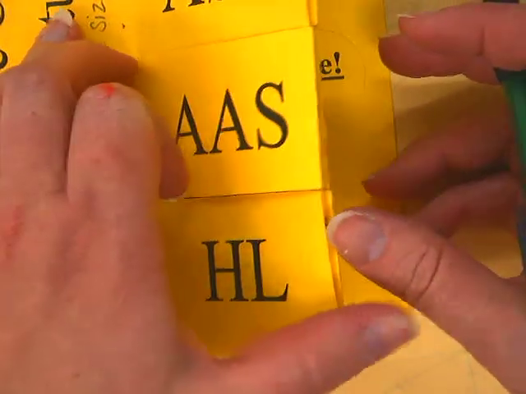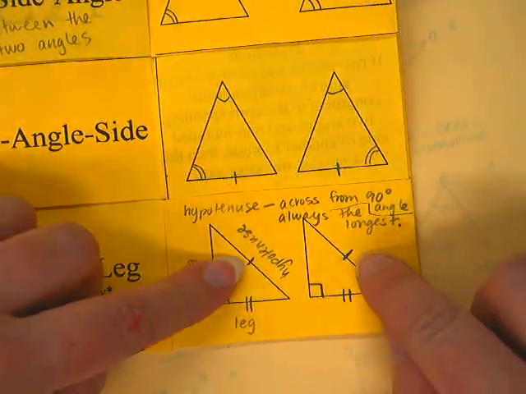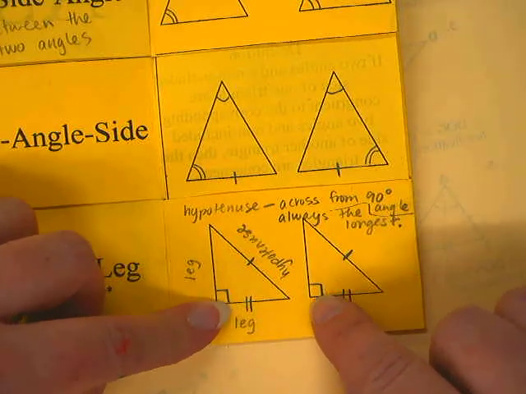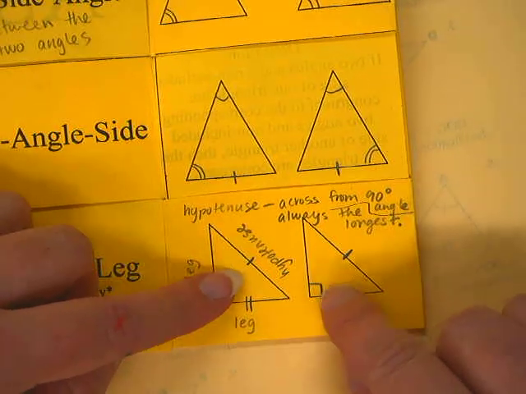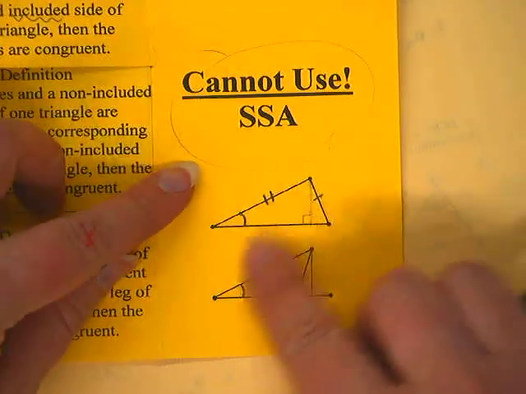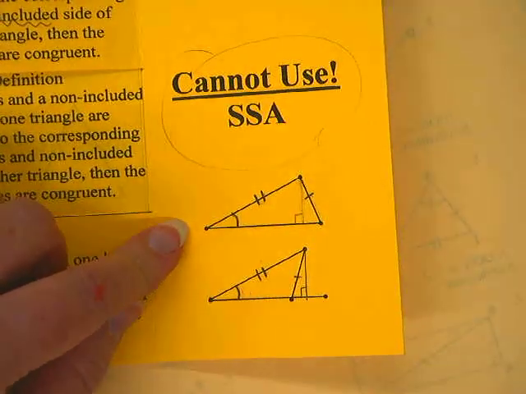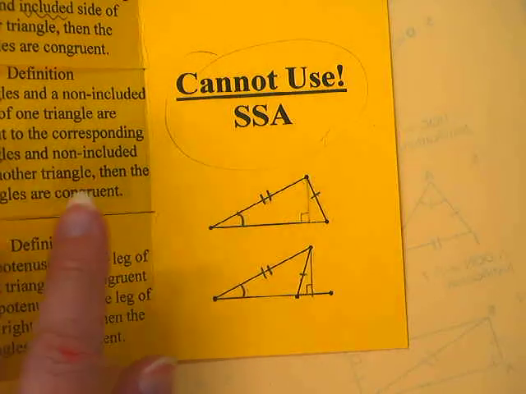There is actually an exception to this that we will learn in a few days, and it is the HL Theorem. And it works only for right triangles. Because when we have a hypotenuse and a leg that are congruent and it is a right triangle, technically we have side, side, angle. But in the case of a right triangle, it works. If the triangle is not a right triangle, then it does not work and we cannot use it.